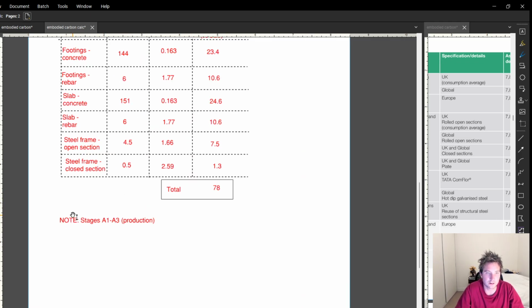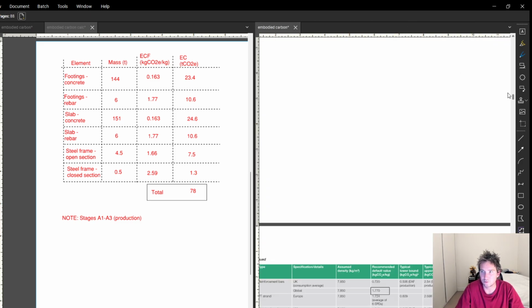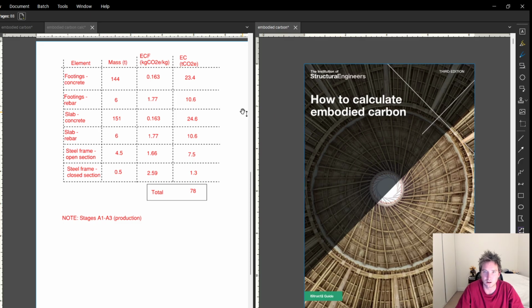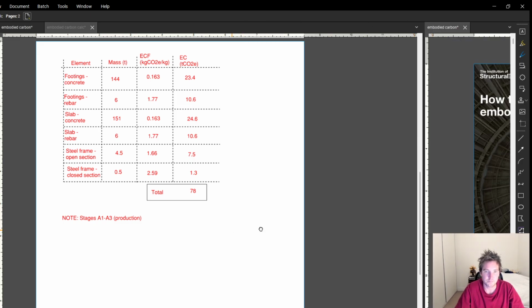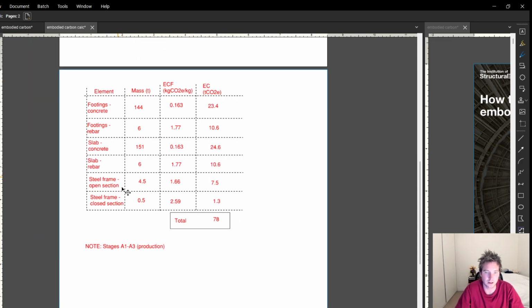One thing to note, I'll just put this as an assumption: this is the production modules A1 to 3. So it doesn't include transport and end of life. It's really just the embodied carbon to produce these elements. If you want to know more in greater detail, download this PDF and read the whole thing. But essentially, if you want to know how to calculate embodied carbon, this is my simple guide.